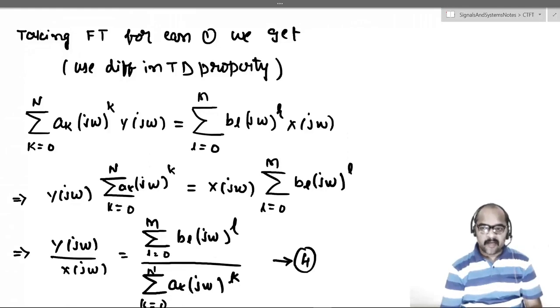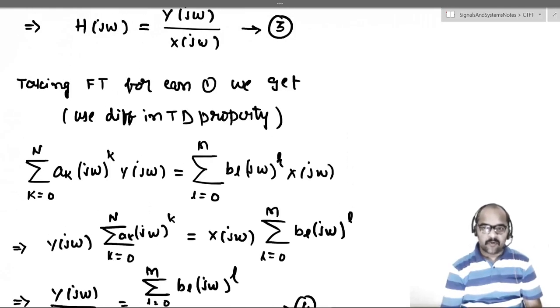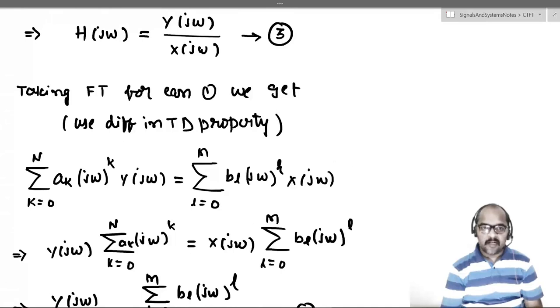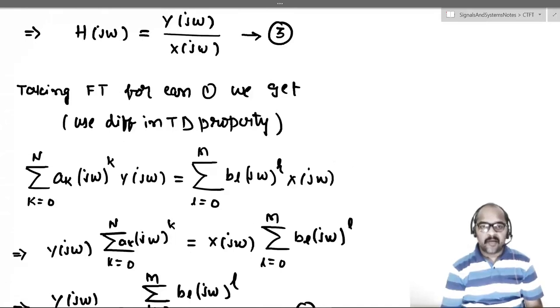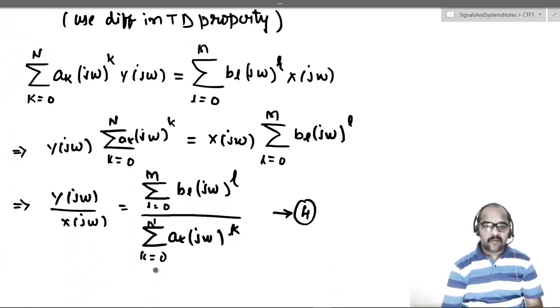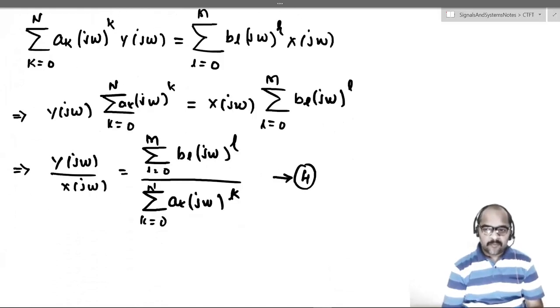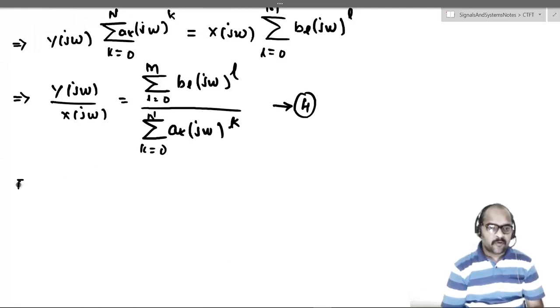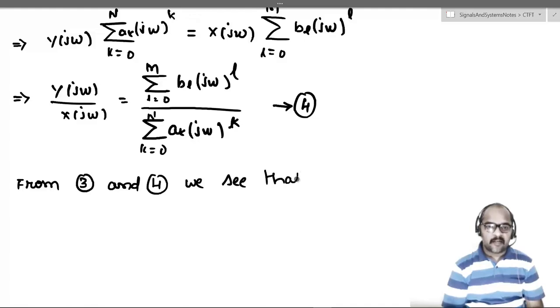Now let us compare equation 3 and equation 4. What is equation 3 here? It tells that H of j omega equals Y of j omega by X of j omega. So from equations 3 and 4, what do we see? What is it that we got finally?